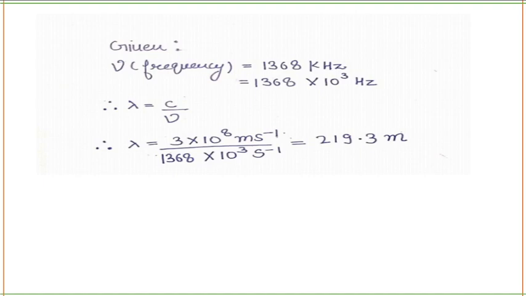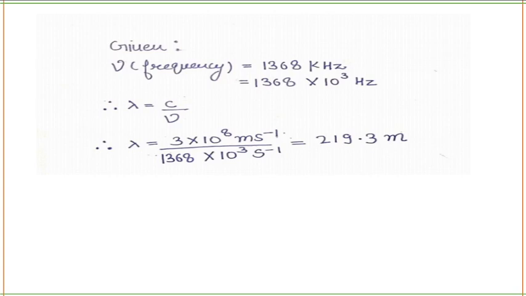As you know, the frequency is given in the question, that is 1368 kHz. You have to notice that the frequency is given in kilohertz, so there is a need to put the value of kilo into the frequency. So 1368 into 10 to the power 3 hertz. Now we have to calculate the wavelength. For calculating the wavelength, we must know the relation between frequency and wavelength.